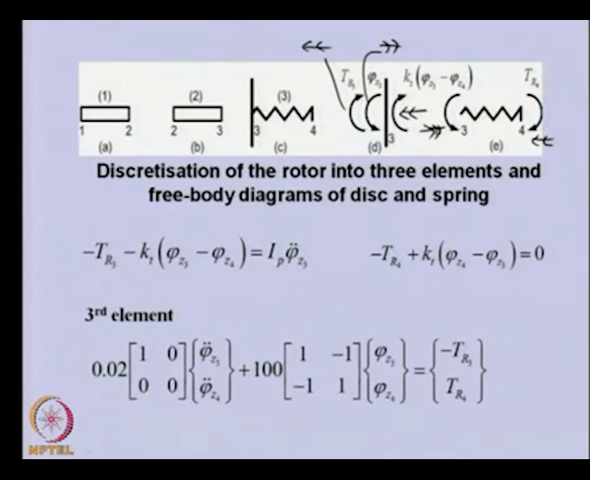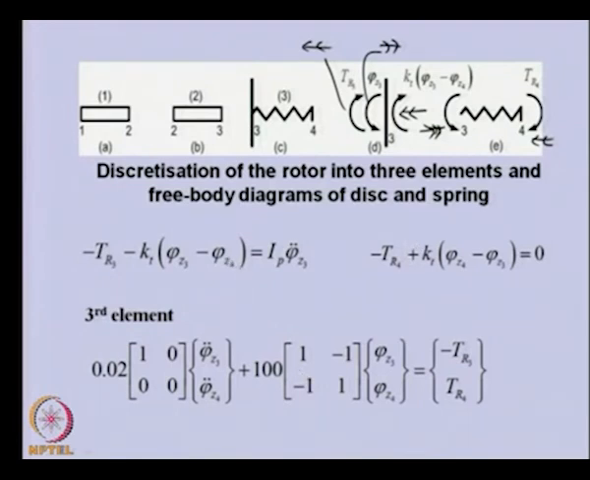Now, let us take the free body diagram of this particular disc. So, we have reactive torque from the shaft, from the spring. This should be equal to the inertia of the disc. Similarly, this reactive torque of the spring is coming from the relative twist of the shaft. So, there is no inertia, so this will be 0. So, now we can see that these two equations we can combine in this form.